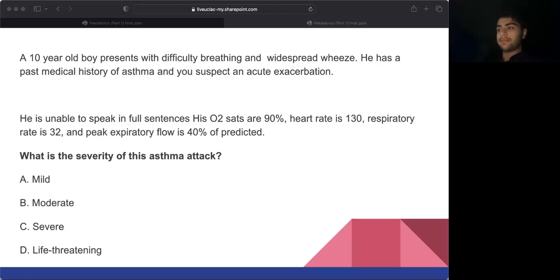And could anyone tell me specifically why they think it's so? So the SATs? So did you pick severe or life-threatening then for this? Okay, yeah. So the SATs are concerning, the 90%. But the answer for this question would be a severe asthma attack rather than a life-threatening one. And we can go on to the next slide.